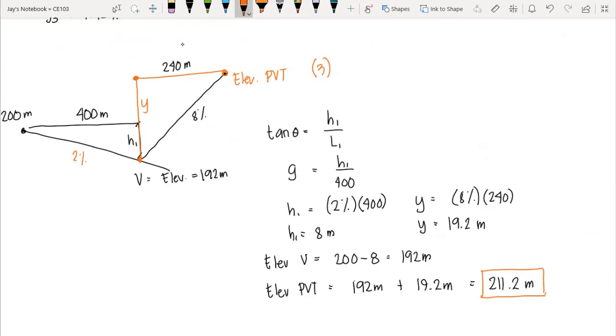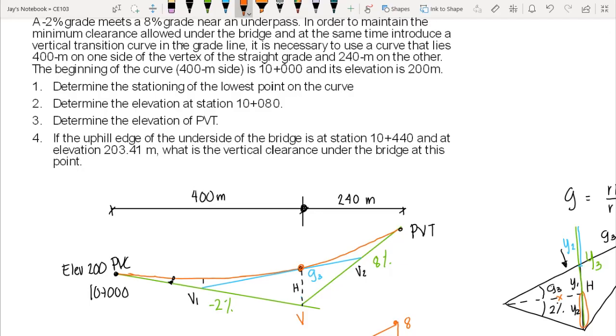So this is our question number 3. Now for our last question, if the uphill edge of the underside of the bridge is at station 10 plus 440 and at elevation of 203.41 meters, what is the vertical clearance under the bridge at this point?